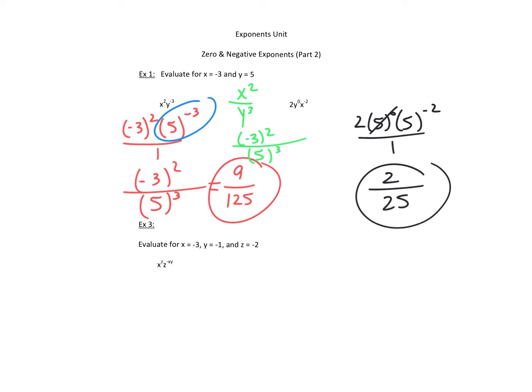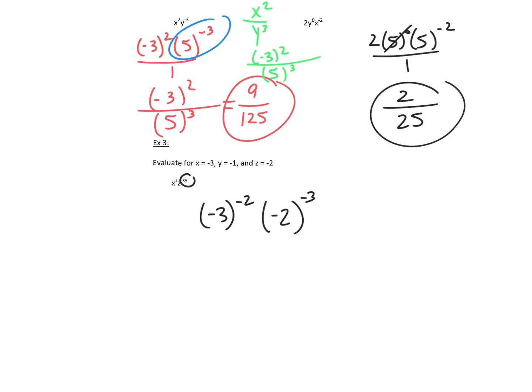Okay, in this example we have x is -3 to the z power, which is -2, and then z, -2, to the -x times y. You can multiply that if you like. -x would be +3 times y. 3 times -1, I have -3rd power, right? So I'm just multiplying the variables there with those numbers that represent them.